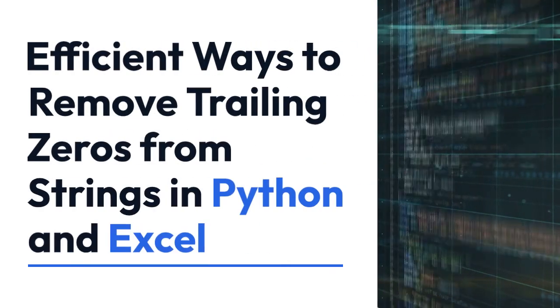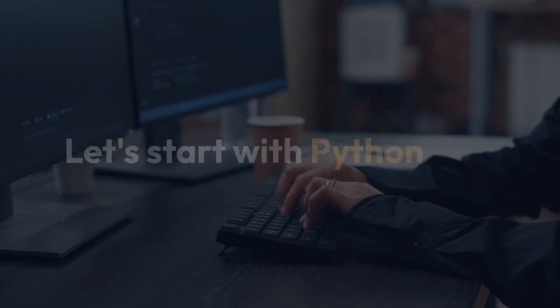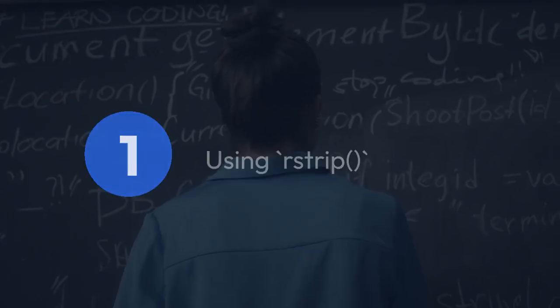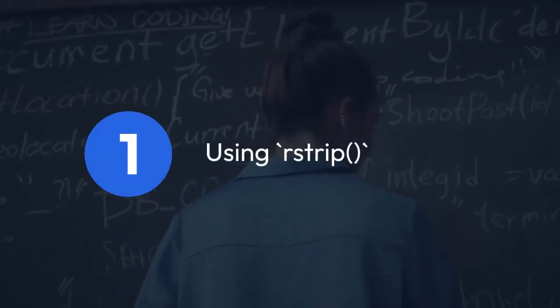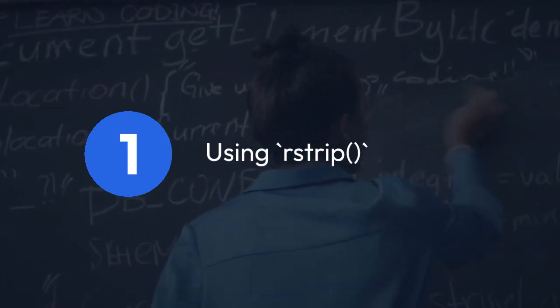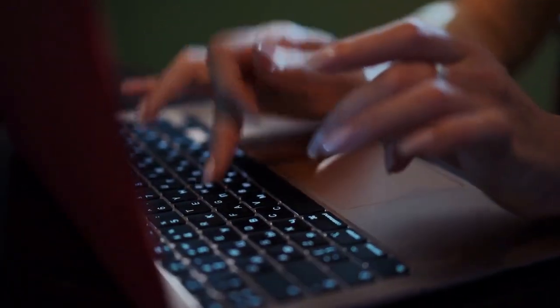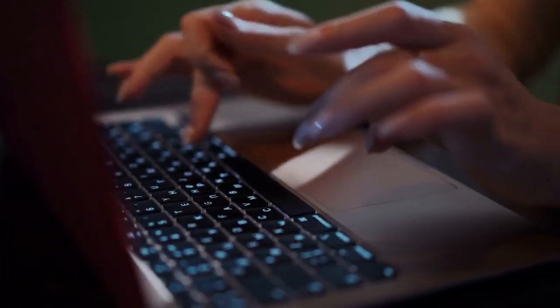Today, we're explaining efficient ways to remove trailing zeros from strings in Python and Excel. Let's start with Python. 1. Using rstrip. Python's built-in rstrip method is the simplest and most efficient way to remove trailing zeros. It removes characters from the right side of the string until it encounters a character that's not a zero.